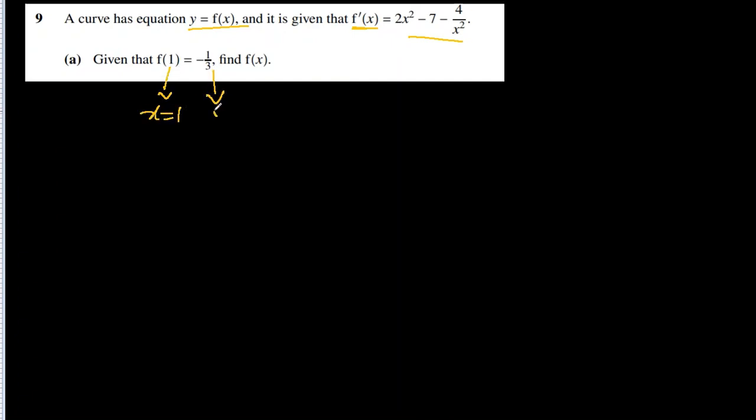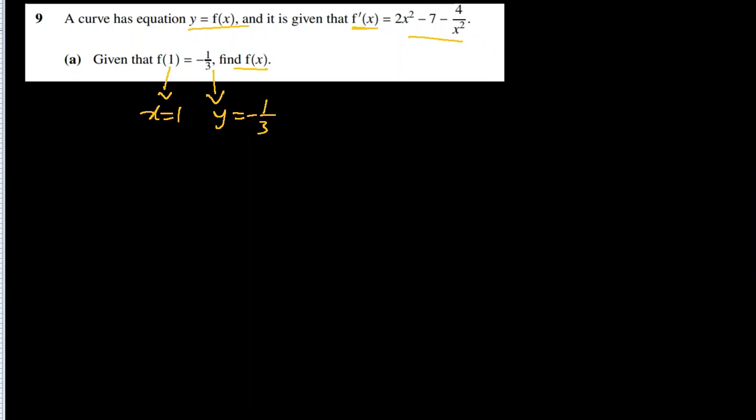Question 9. A curve has an equation y equal to f(x), and it is given that the differentiation of f(x) is this. Given that when x is 1, that's what it means, f(1) means when x is 1, y is minus 1/3 rather. Okay, find f(x).